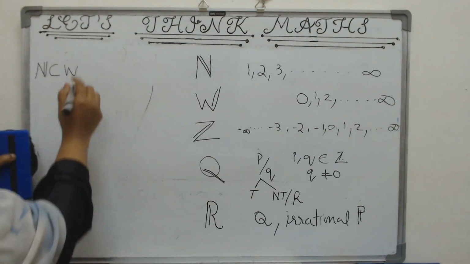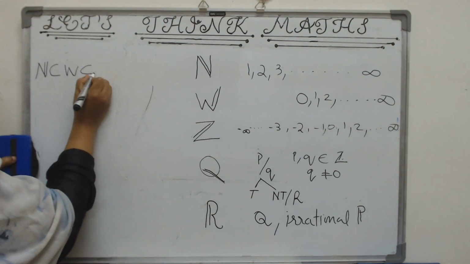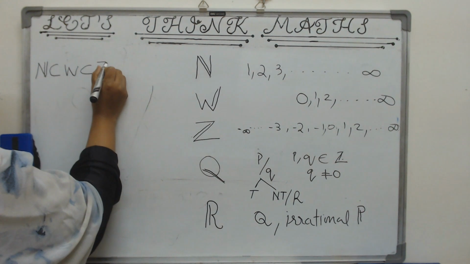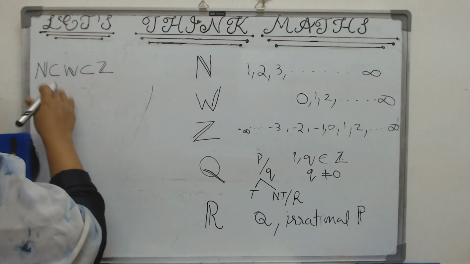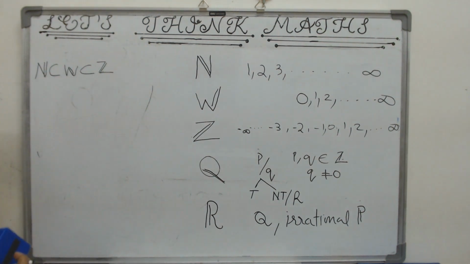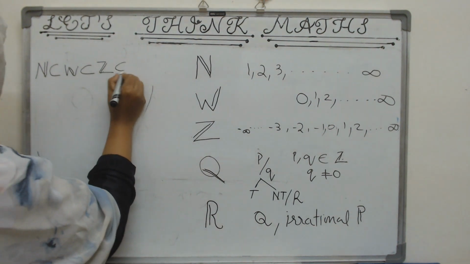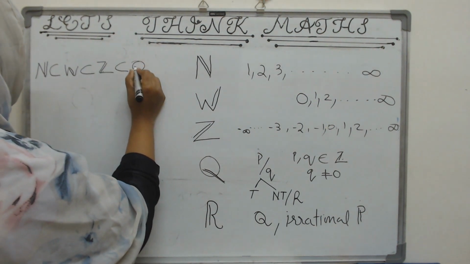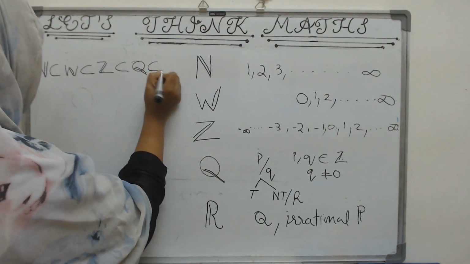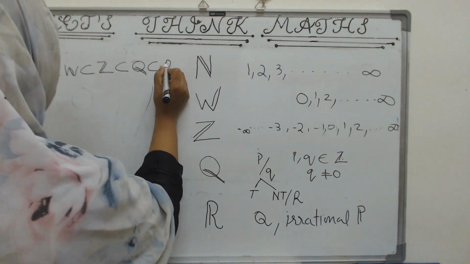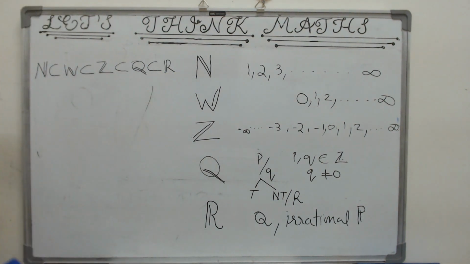It is a subset of the set of whole numbers. This is a subset of integers. That again is a subset of rational numbers. That again is a subset of the real numbers. So what do we have?